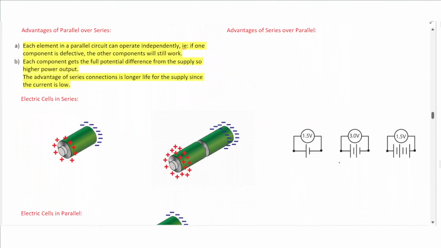There are advantages of using parallel connections over series, which is that each branch can work independently. It can have its own closed circuit. It does not depend on the other branches, and it takes the full voltage of the supply, so the current will be higher. The only advantage for a series connection, which is not repeated many times in the questions in the past papers, is that you will have low current, so the battery life will be longer.